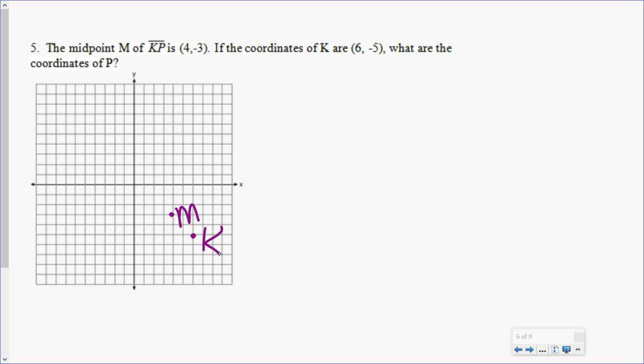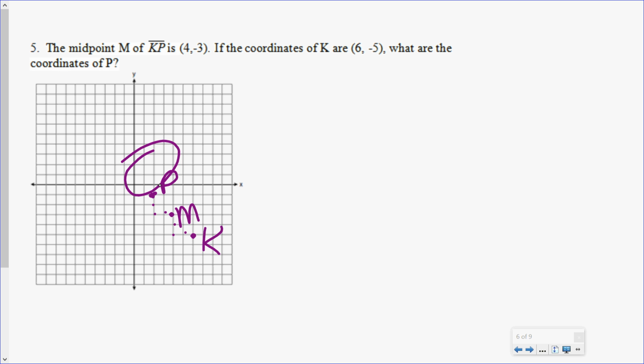Well, the midpoint must be in the middle of the line segment, which means that the other endpoint would have to be somewhere over there. Otherwise, M would not be in between the other two. So now that I know approximately where it is, I count from one endpoint to the midpoint, left 2, up 2. So I do that left 2 and up 2 again. That's my other endpoint. That's P.